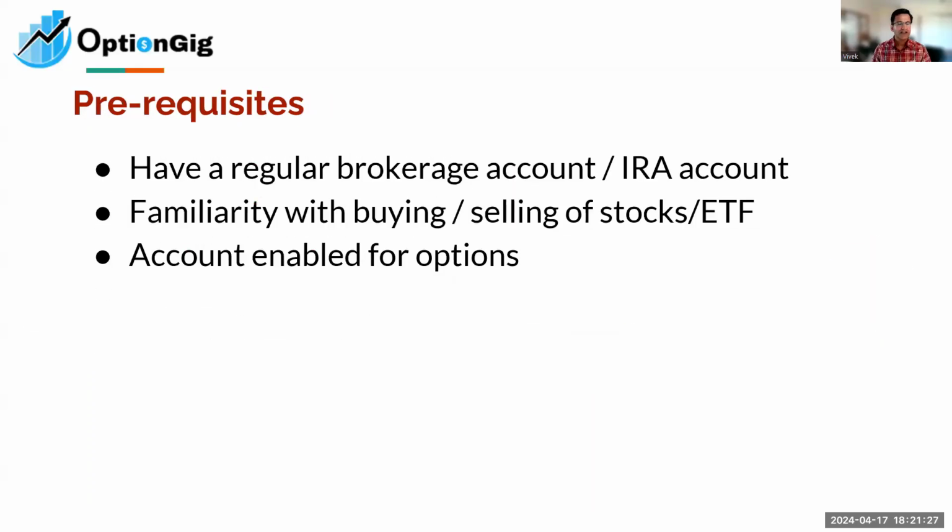Prerequisites. You should have a regular brokerage account, because many of the firms do not allow options on an IRA or 401k. So it'll be good if you have your own regular brokerage account. Some of them do allow it for an IRA, but I don't know. You have to check with your brokerage firm whether it allows options on an IRA or not.